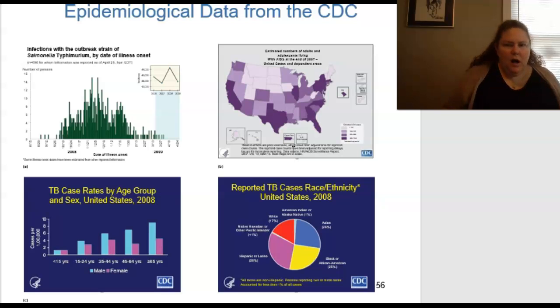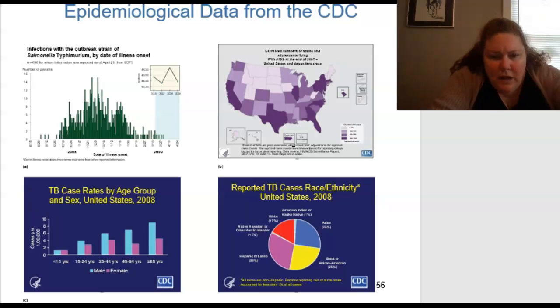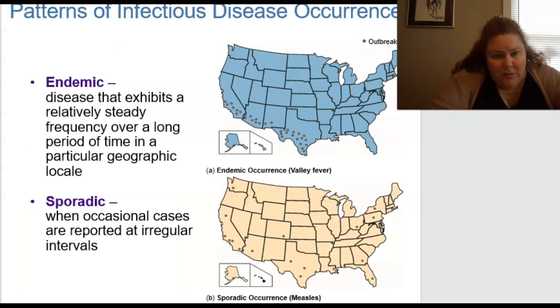So here's an example of some of the epidemiologic data from the CDC. There's a lot of different things here. You can see patterns of infectious diseases in figure 13.21, and you can see the infections of the outbreak strain of Salmonella by date of illness onset. They track different diseases across the United States. We have TB cases by age group, sex, etc. in the United States. Again, this is kind of old data at this point, but it still holds true, and reported TB cases by race and ethnicity, again back in 2008. So they track everything. They're being very helpful in this COVID outbreak, by the way.